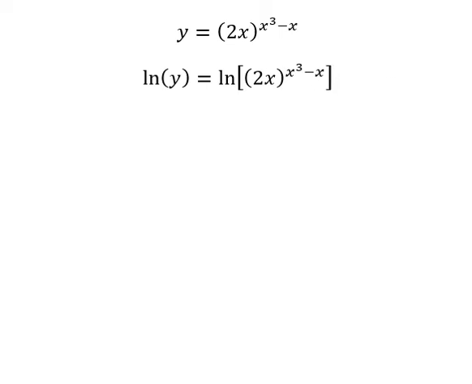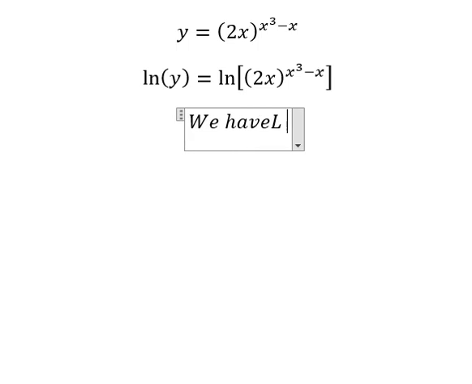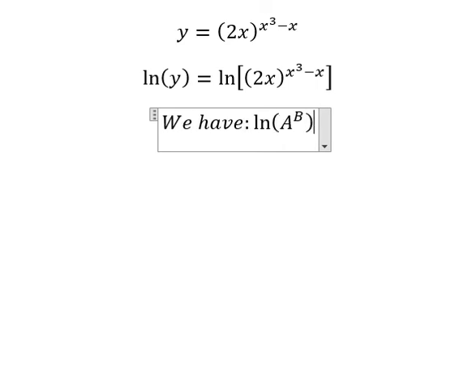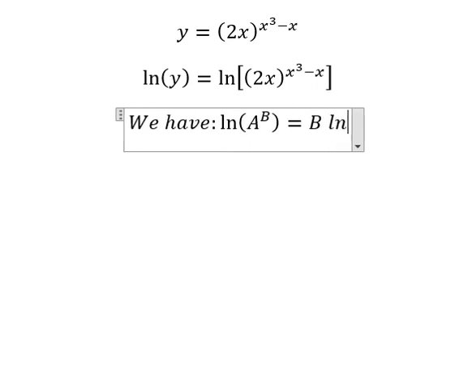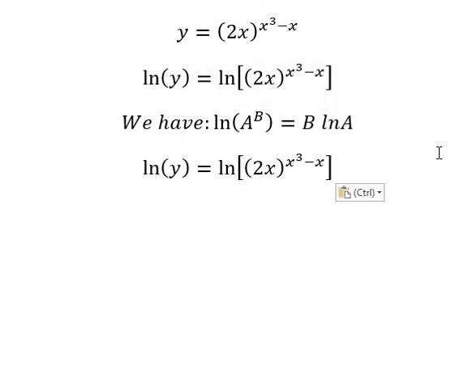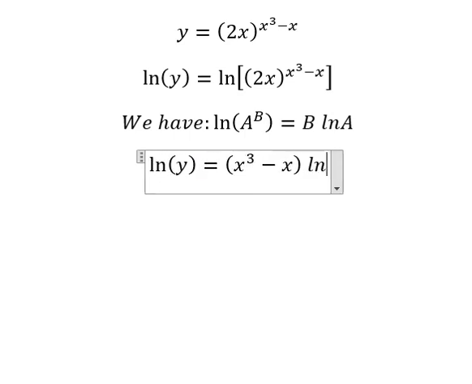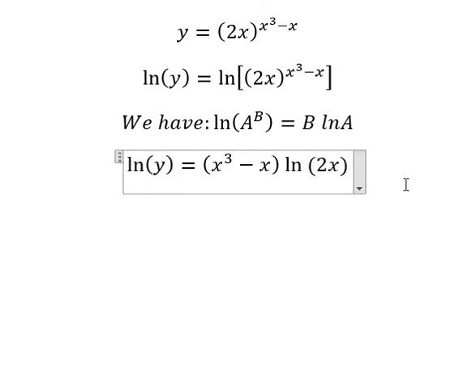Next, we have the formula in here. That is ln of a to the power of b equals b ln a. So we can apply the formula in here, and we have s to the power of 3 minus s, times ln of 2s.